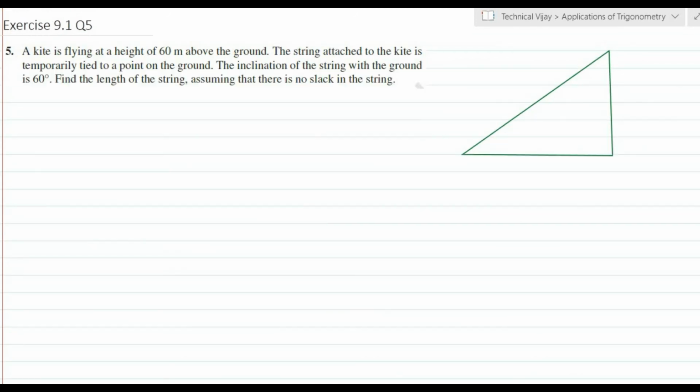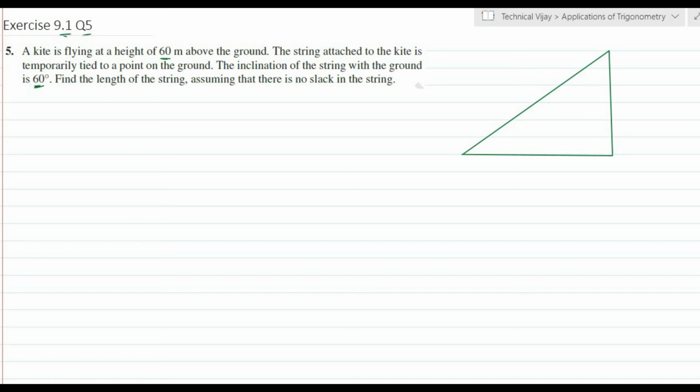So exercise 9.1, question number 5. A kite is flying at a height of 60 meters above the ground. The string attached to the kite is temporarily tied to a point on the ground. The inclination of the string with the ground is 60 degrees. Find the length of the string, assuming that there is no slack in the string.